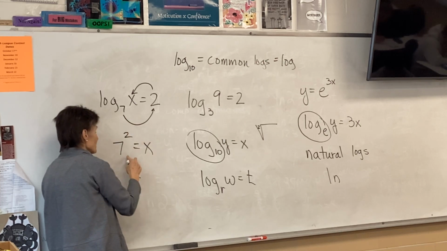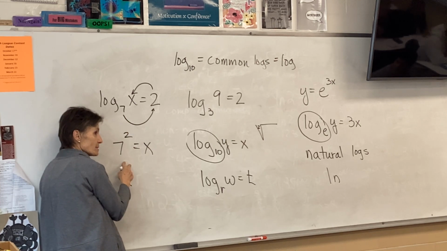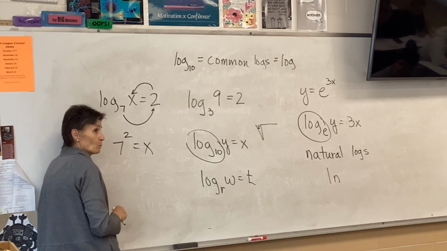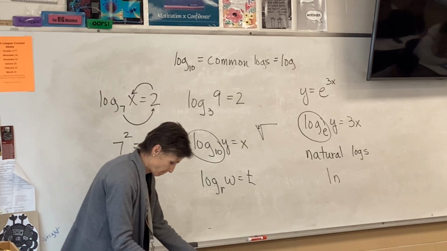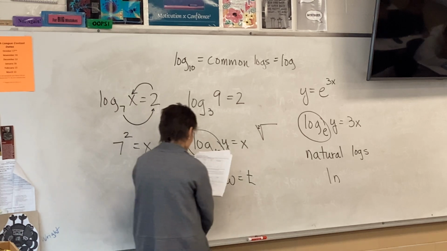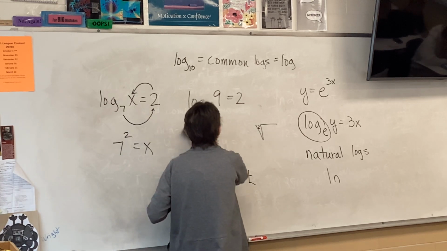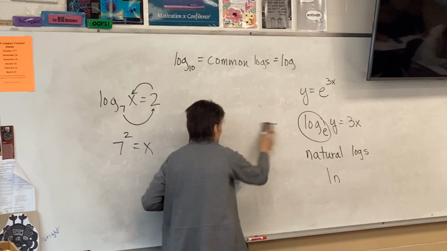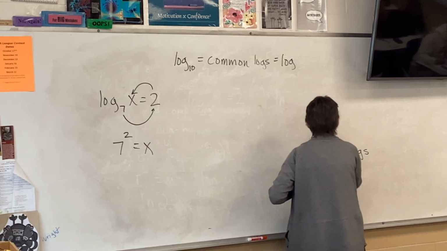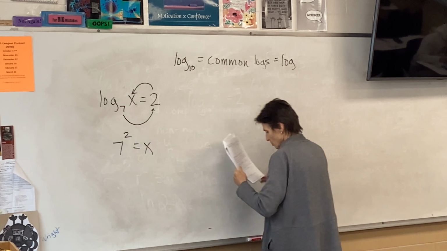We do this all the time because now I know what the answer is. Now I know the answer is 49. In a minute we're going to solve some of these. All right, so go ahead and do the other ones. See if you can get the other ones sorted out. You're changing them into their exponent form.